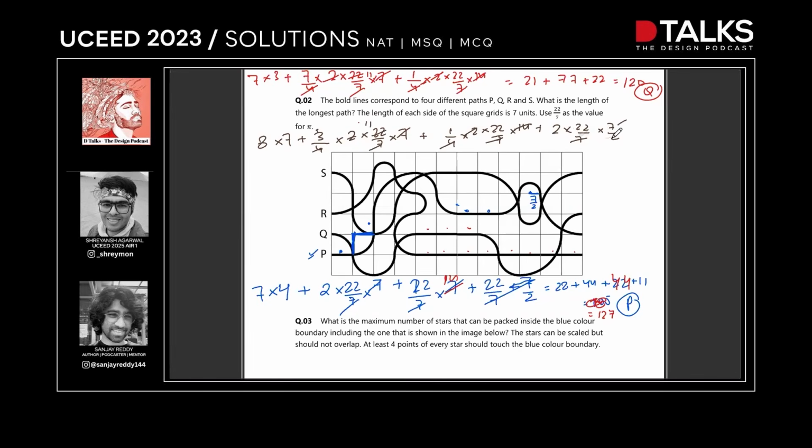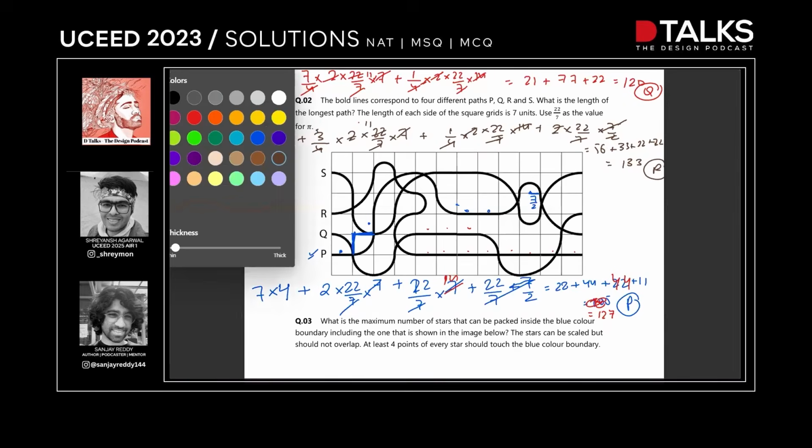So be 56, 33 plus 33 plus 22 plus, and plus 22 again. So that gives you 133. That is R. And then the last one is S.